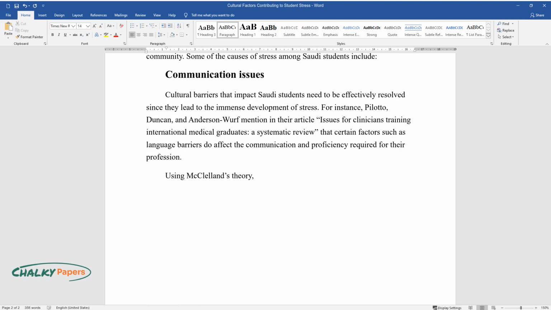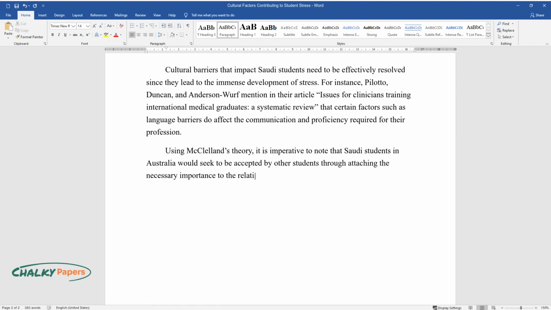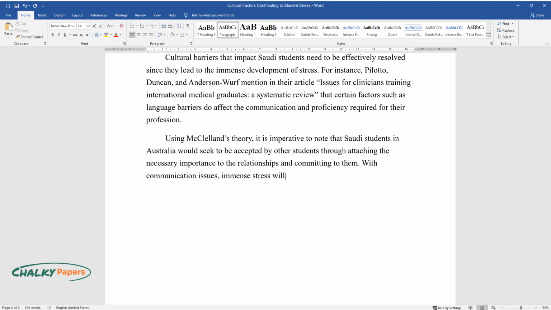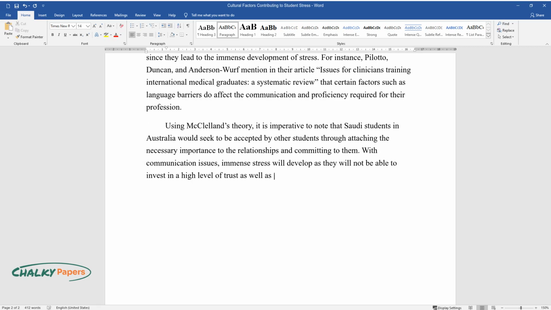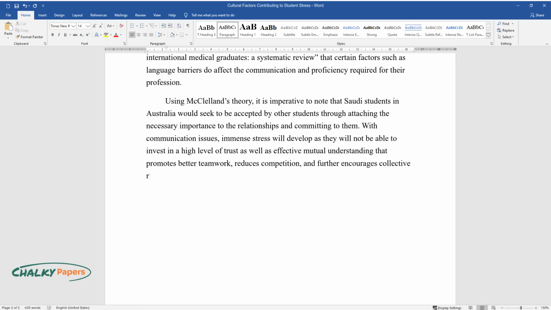Using McClelland's theory, it is imperative to note that Saudi students in Australia would seek to be accepted by other students through attaching the necessary importance to the relationships and committing to them. With communication issues, immense stress will develop as they will not be able to invest in a high level of trust as well as effective mutual understanding that promotes better teamwork, reduces competition, and further encourages collective responsibility.